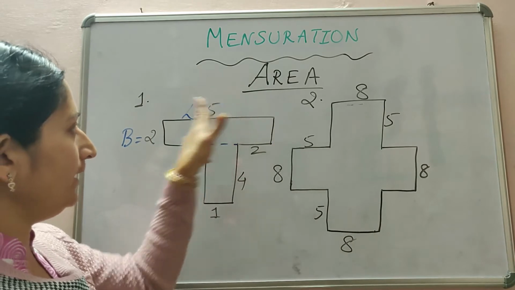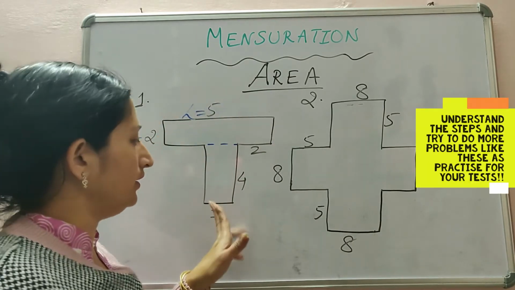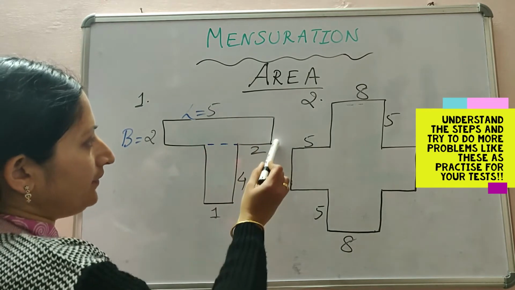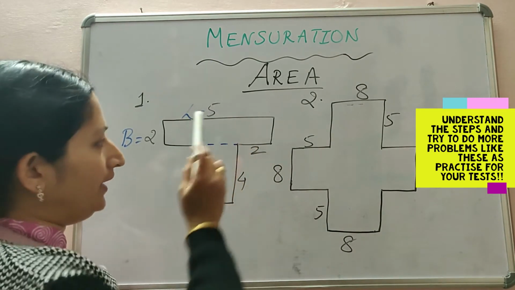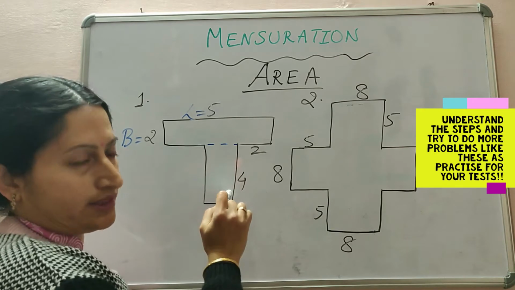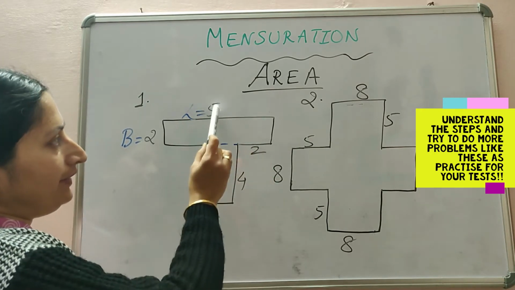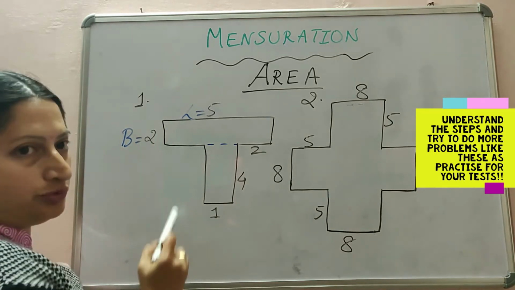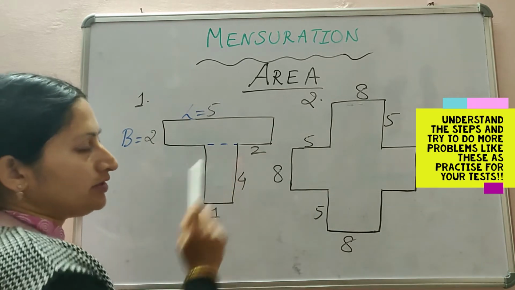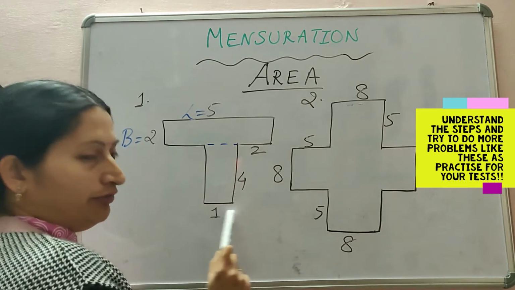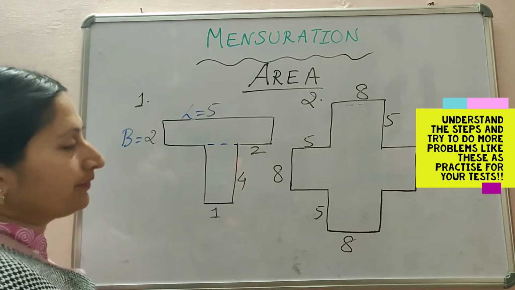The side lengths, or distances of the sides, are provided to you. Here in the T figure I have separated it into two parts. The first part is a rectangle with length 5 and breadth 2 units. The second part is also a rectangle with length 4 and width, or breadth, of 1.